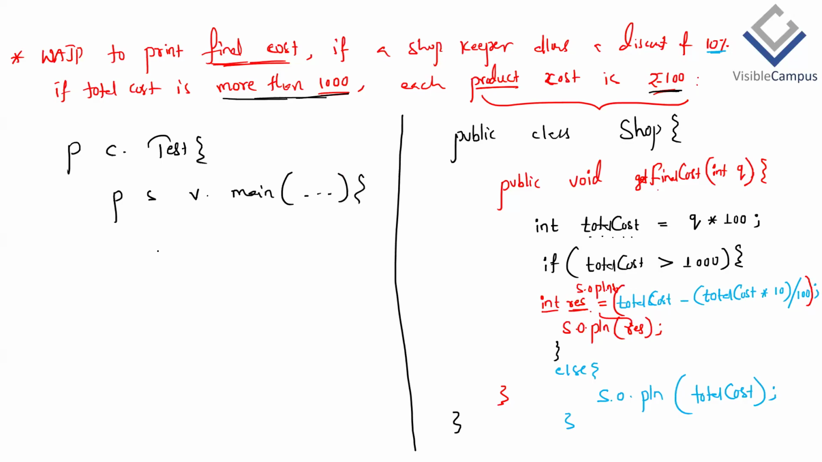Scanner is okay, you can implement it later. Object creation: Shop s1 equals new Shop. Then the object reference is s1. With s1 dot, method calling getFinalCost. What is it expecting? Some integer value. So for example, let me give 8. Can we catch it?